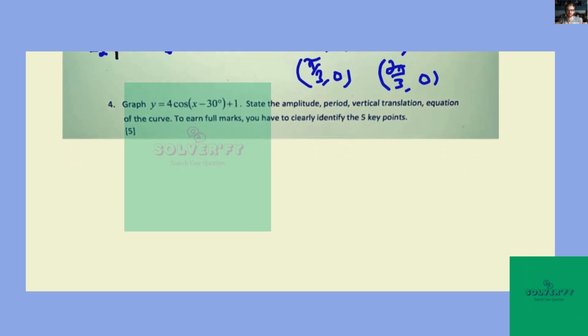For cosine of (x minus 30) plus 1, the midline will be shifted up 1. And then we have an amplitude of 4, so we'll have a maximum of 5 and a minimum of 1 minus 4, or -3.